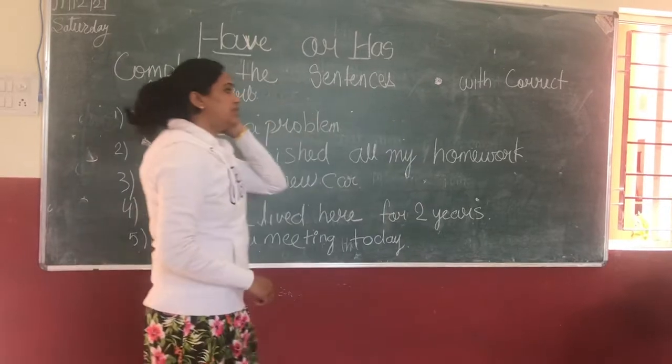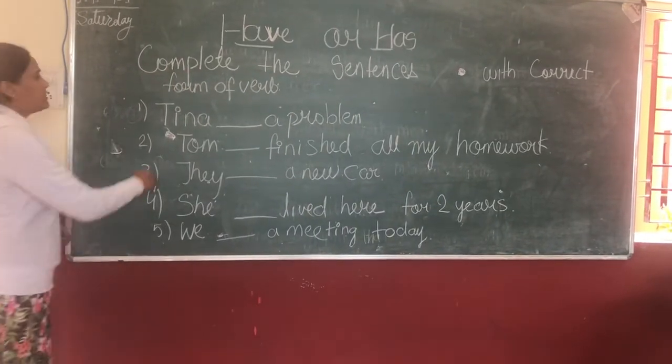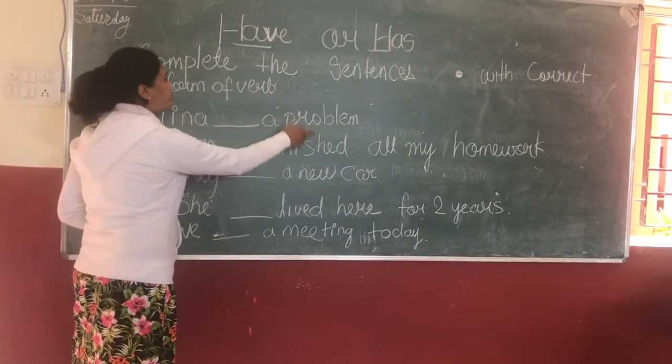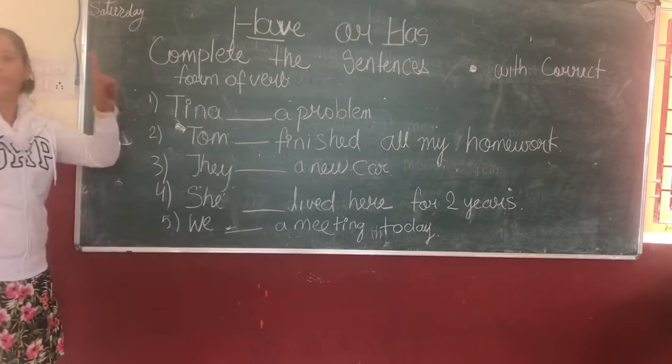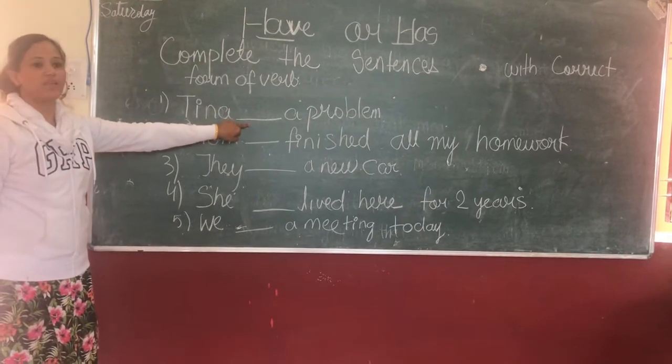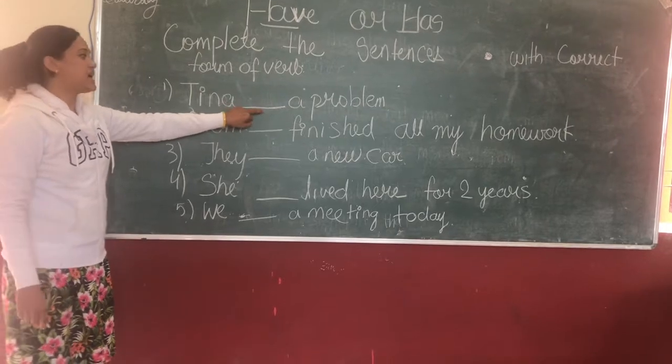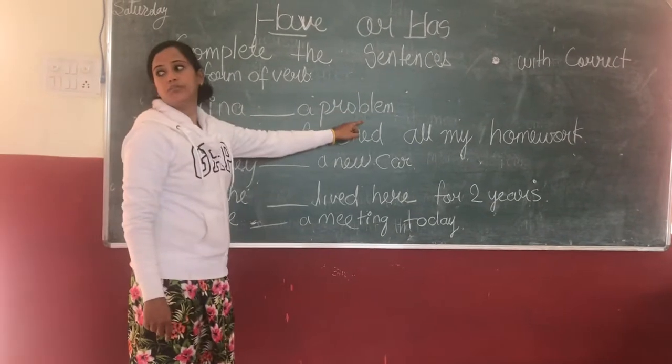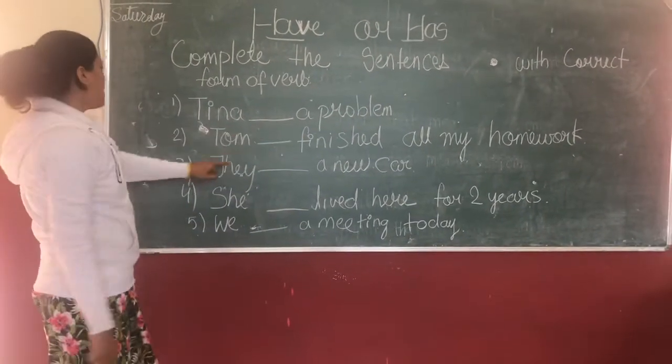So let's start with these sentences. The first one is Tina dash a problem. Tina is only one girl, singular. So what will we use here? We will use has. Tina has a problem.